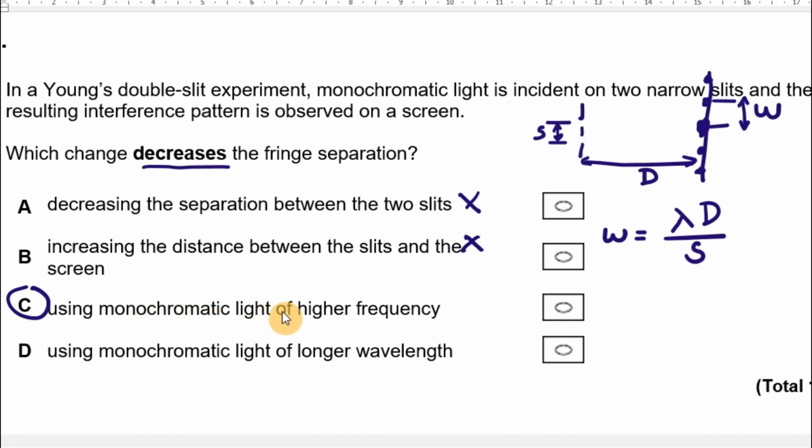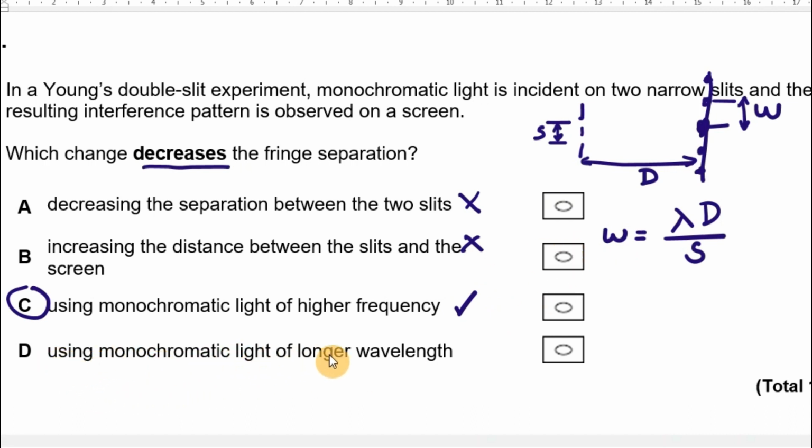Using monochromatic light of a higher frequency. Well, light of a higher frequency will have a shorter wavelength. So if I make lambda smaller, then the fringe separation W will also be smaller. So C is correct. Could stop there, but let's just have a look at D.